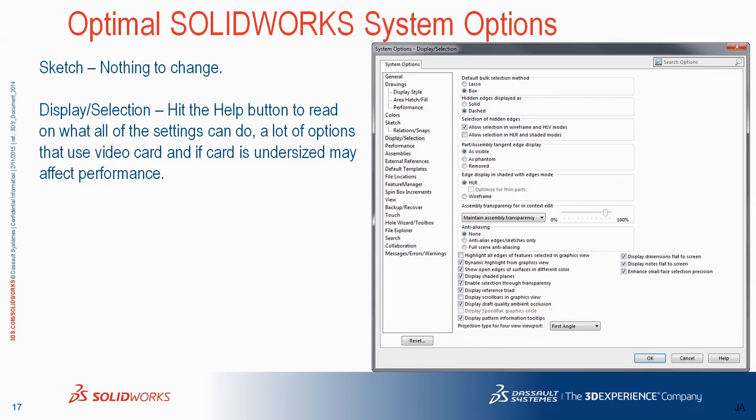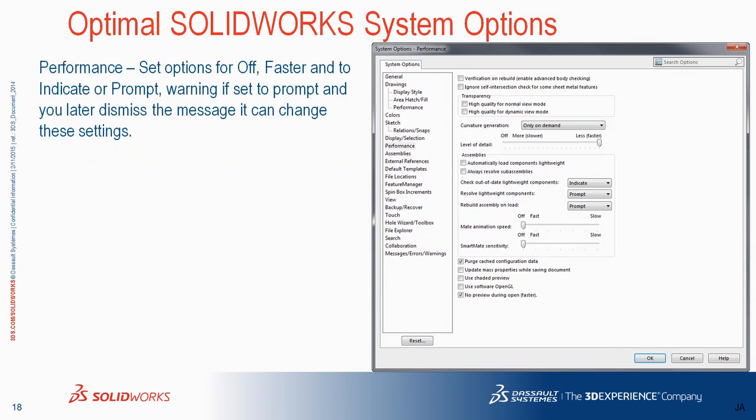So for sketches, we didn't change anything. Display selection. For that, I really recommend hit the help button and read what all these settings can do. A lot of options that use video card, and if the video card is undersized, it may affect your overall performance. And that's another good point to bring up with all of these different system options. If you're not sure of what you're getting inside of here, hit that help button in the corner there, and it will give you all of the information about that page of the system options that you're on and really help you figure out what each of those mean and what they're doing for you.